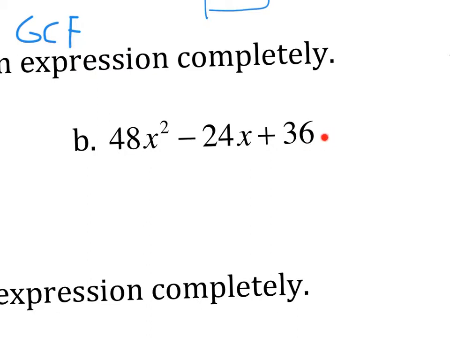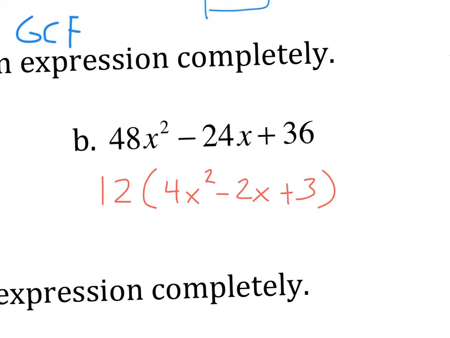So this one does not have an x. But what number can divide all of these? What's the largest possible number that can divide them all? Well, I can pull out a 12. Now someone says a 4. That's true, but you can factor out even more. So when I divide everything by 12, I get the first one is 4x squared, the second one is 2x, and the last one is positive 3.